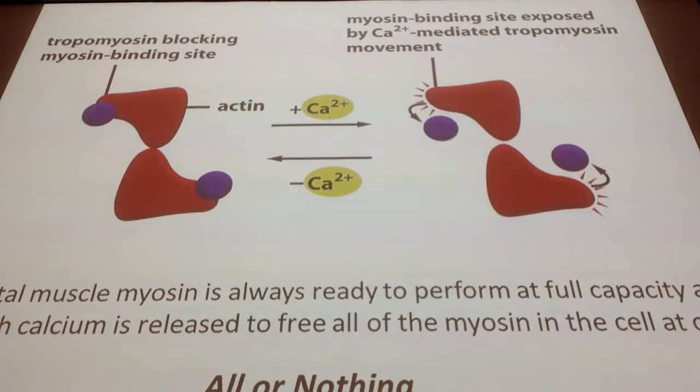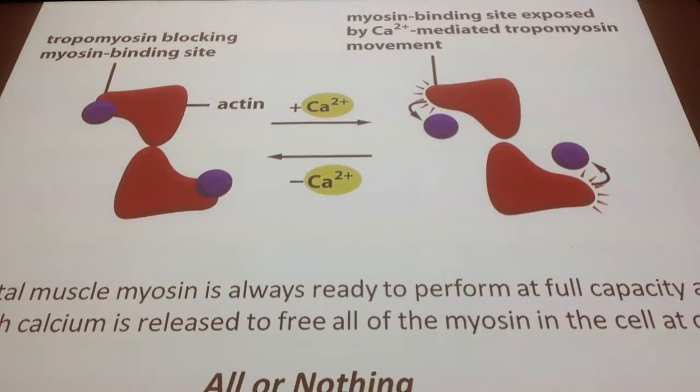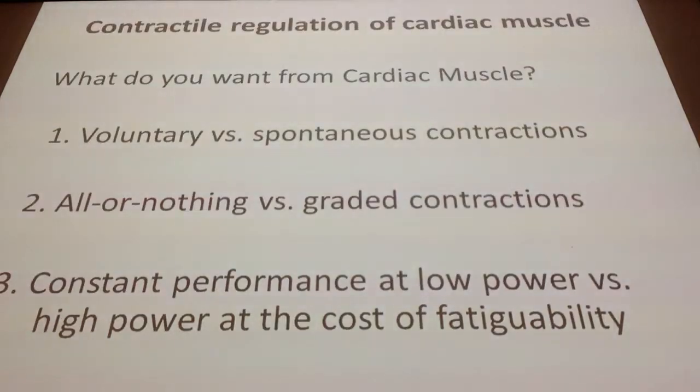Don't worry too much about this. This is just saying that the myosin heads have to be regulated as well, also regulated by calcium. So the flood of calcium not only binds to the troponin complex, but also binds to the myosin light chain and then regulates the myosin head to be active, right? So that's skeletal muscle cells.